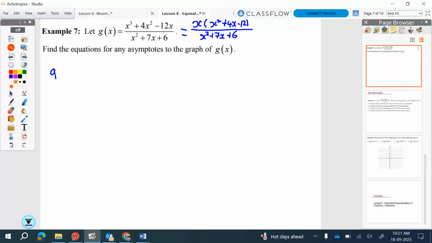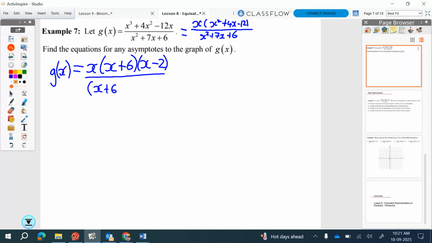So g of x now is going to equal x bracket x plus 6, x minus 2. Minus 2 times 6 is negative 12. 6 minus 2 is positive 4. This one on the bottom, we've got two factors of 6 that have to add to give 7. So that's easy, that's x plus 1. So that's 6 plus 1. So we get x plus 6, x plus 1.